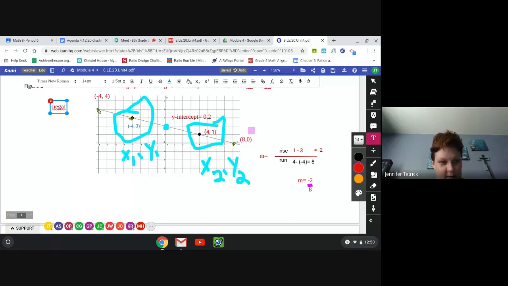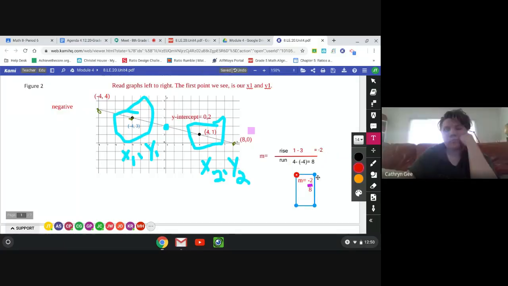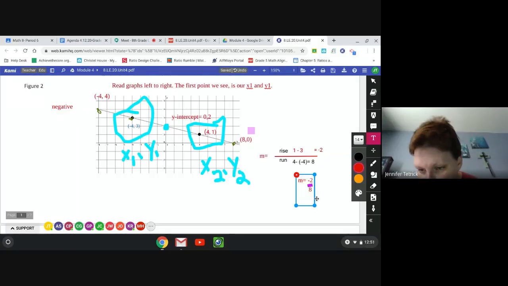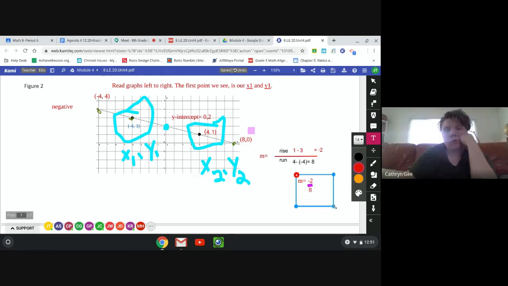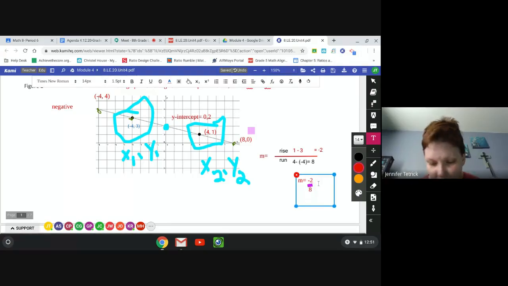Okay, negative. And so, could we reduce these if we wanted to? Yes. To what? Negative 4 and 1. Yeah, so -1 and negative or positive 4. So who can tell me what happens when I have a negative slope?